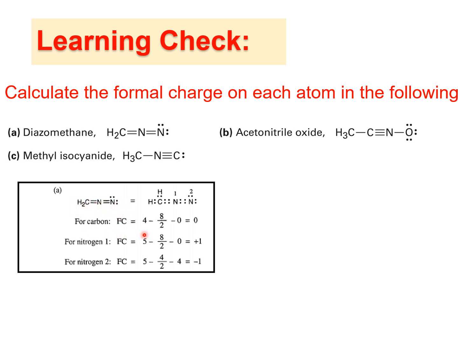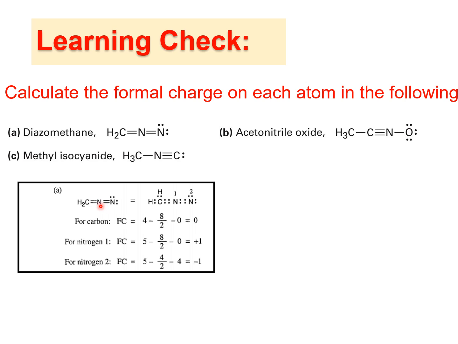So for carbon, remember the formula is 4 valence electrons minus 1/2 times how many bonding electrons? We have 1, 2, 3, 4, then there are 2 for the hydrogens too, right? So that brings it to a total of 8 divided by 2. Any lone pairs? None. So minus 0. So the formal charge on carbon comes out to be 0.